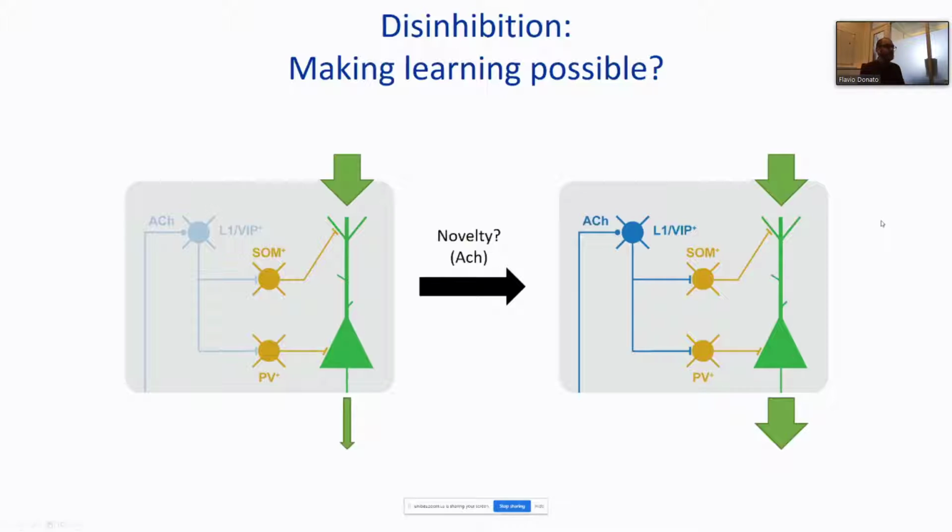If you're interested in this type of circuit, let me know. We work on this in the lab, but I can also suggest work from other labs that have investigated this phenomenon and singled out the contribution of individual neurons and interneurons to it.